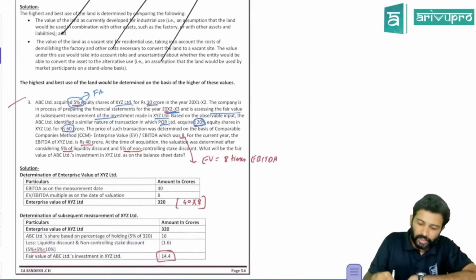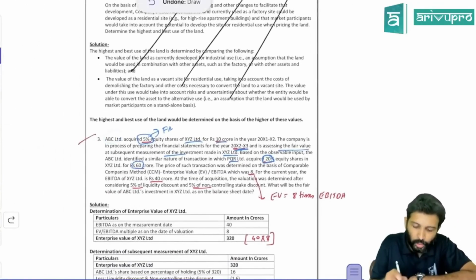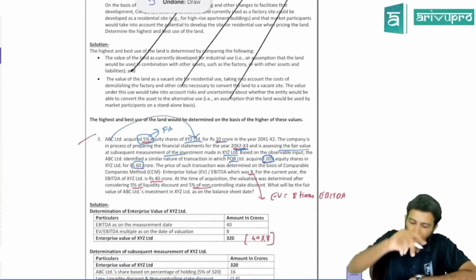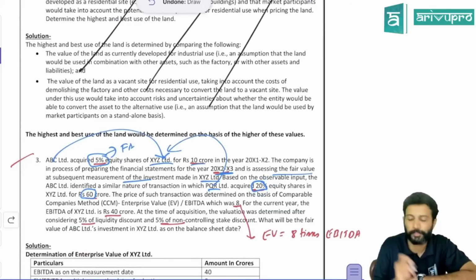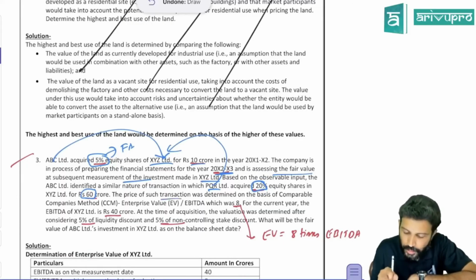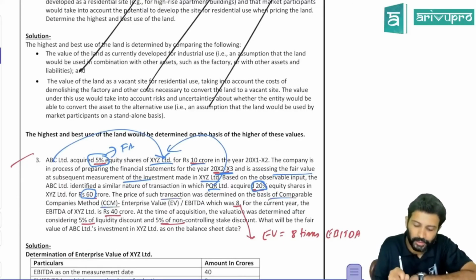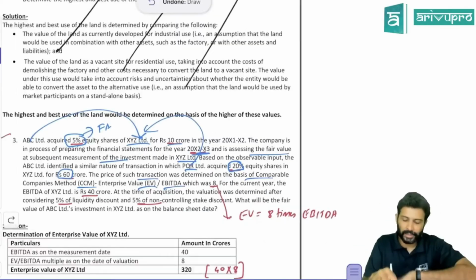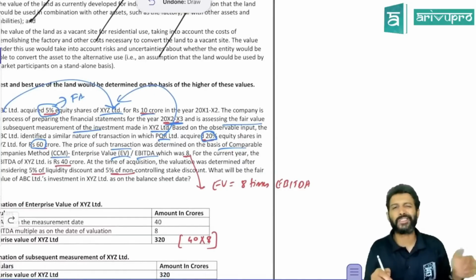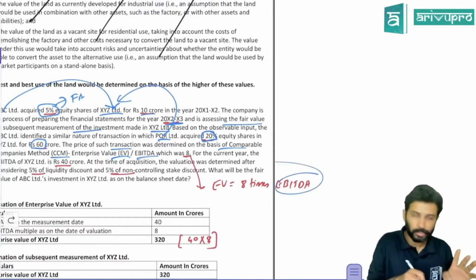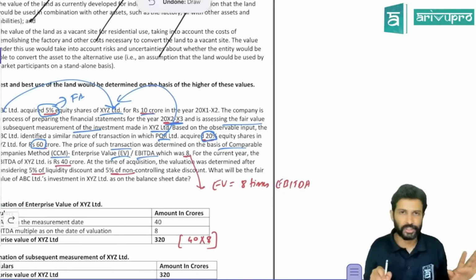So in XYZ, we are the shareholder. ABC owns some shares in XYZ. There is another investor called PQR. They had also bought some shares of XYZ, but they bought a 20% stake by paying 60 crore. The price of such a transaction was determined on the basis of the comparable companies method. That is, enterprise value divided by EBITDA was 8. EV divided by EBITDA is 8. That means EV, which stands for enterprise value, is equal to 8 times the EBITDA. EBITDA means earnings before interest, tax, depreciation, amortization.